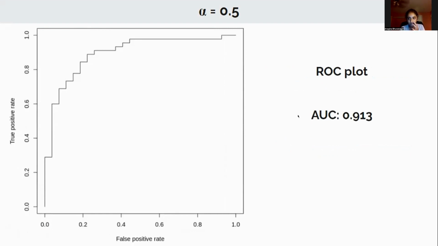And then finally, here's our ROC plot for alpha value 0.5. We got an AUC of 0.913, which is very high. So as you can see, on this x-axis is the false positive rate, and then the y-axis contains the true positive rate. We want the false positive rate to be as low as possible and the true positive rate to be as high as possible. So as you can see, this line goes pretty close to the top left corner, which is really good.